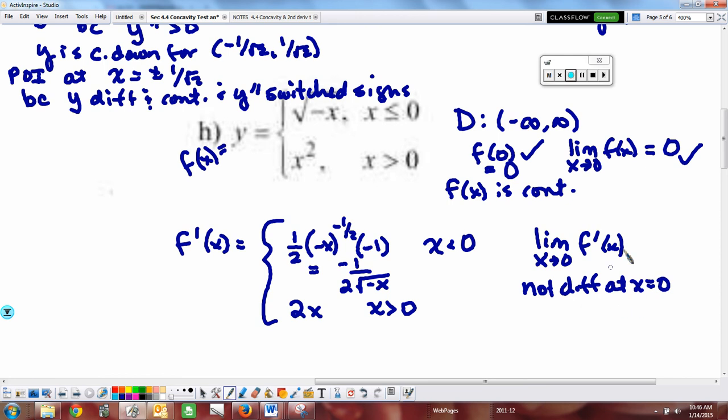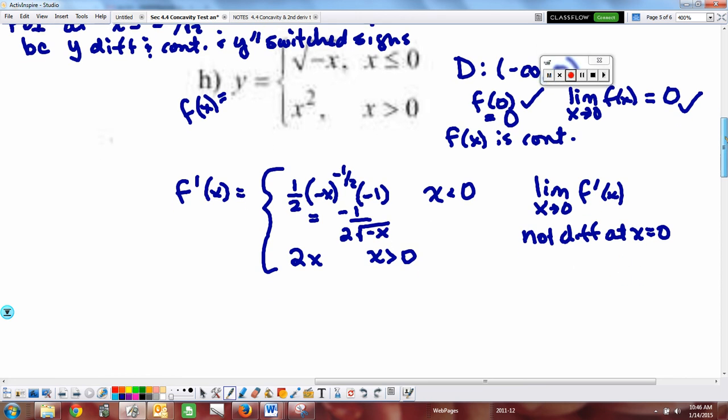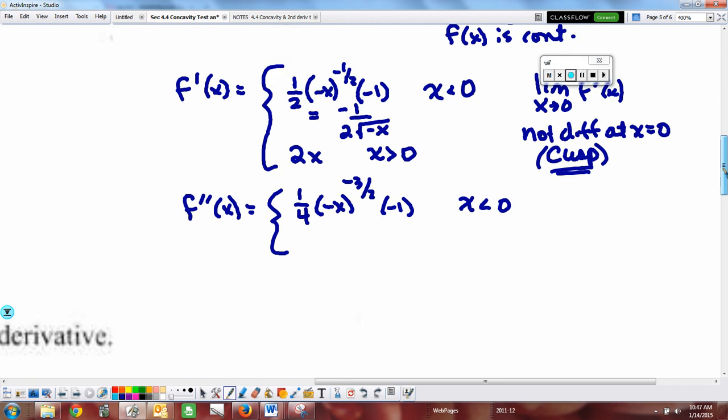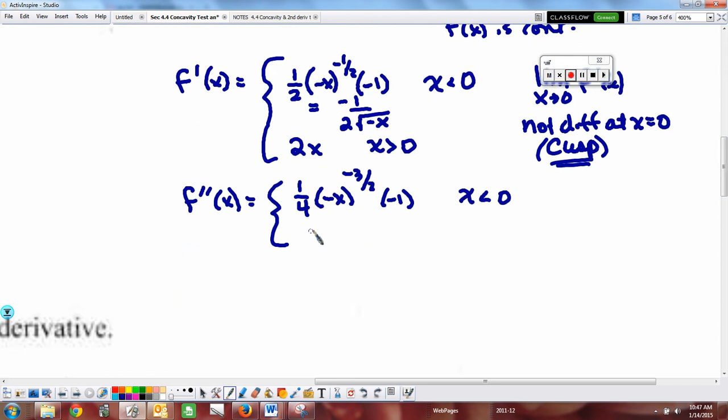So it's not differentiable at x equal to 0 because there's a cusp there. Yes, there is also a vertical tangent, but what's more important is that there is a cusp there, so that cannot be a point of inflection. So we're going to go ahead and find our second derivative because we're doing the concavity test. Our second derivative, just using this, is going to be 1/4 negative x to the negative 3/2 times negative 1. Don't forget your chain rule. And once you're out for differentiability, you're out, so 0 is going to be gone. And then 2 for x greater than 0.